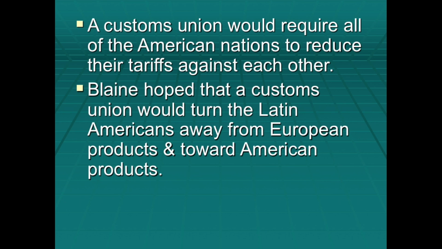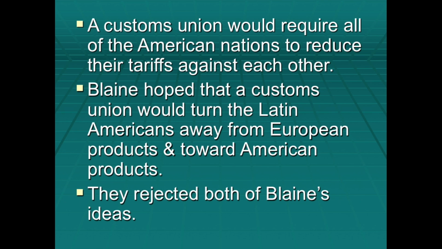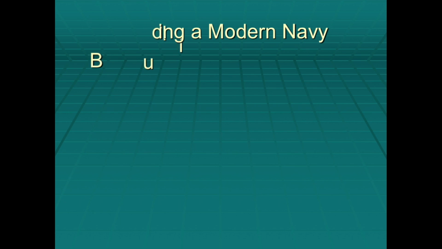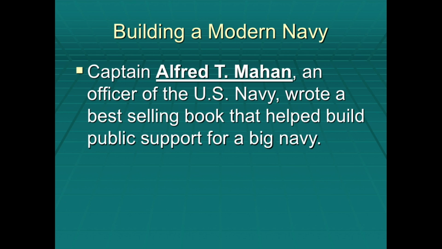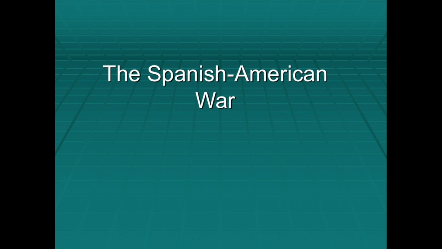Blaine hoped that the customs union would turn the Latin Americans away from European products and towards American products. Basically, with lower tariffs, the trade with the American products would increase. They rejected both of Blaine's ideas. That would be Congress. Building the modern Navy. Captain Alfred T. Mahan, an officer of the U.S. Navy, wrote a best-selling book that helped build public support for a big Navy. Let's jump right to the Spanish-American War.